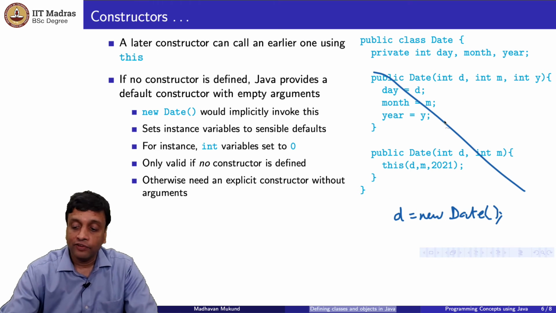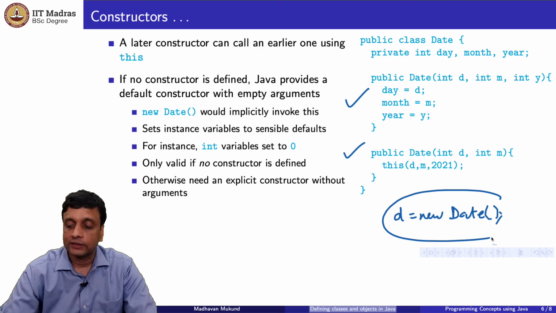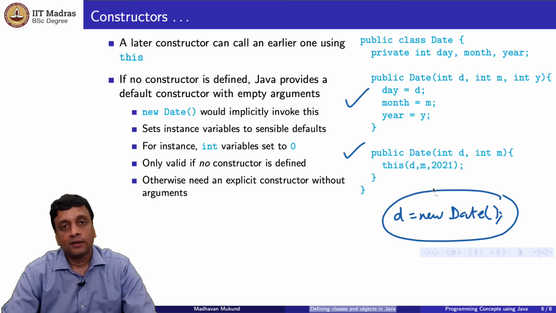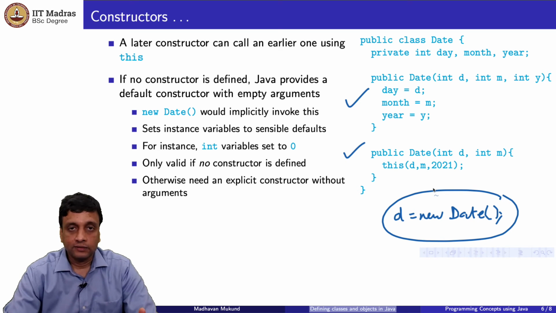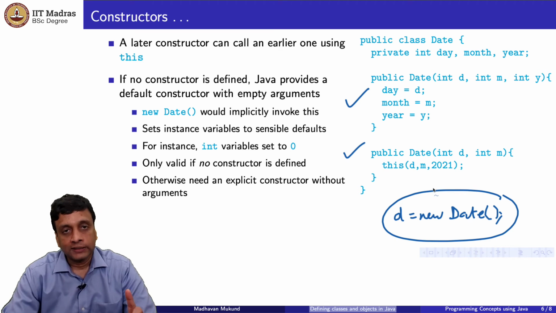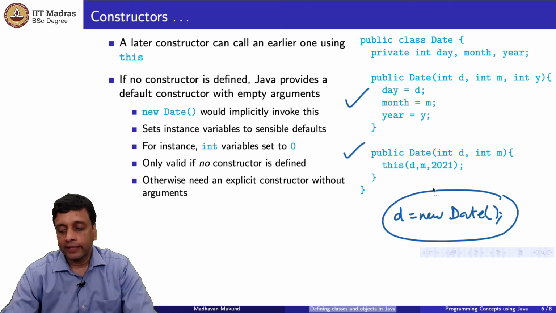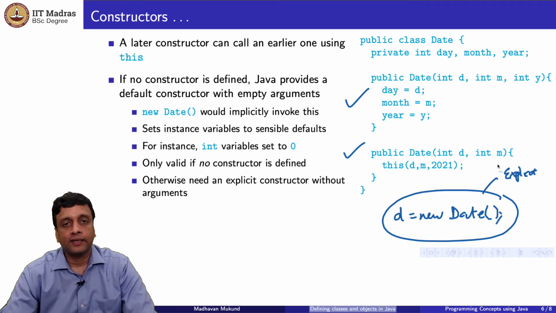But if you have defined these constructors, so supposing you have these constructors and now I do this, then what happens? Well, then Java will not forgive you because you have defined constructors. So the default constructor is not available to you. The default constructor is available to you only if you have defined no constructors at all. If you have defined even one constructor and then you call it like this, you must provide an explicit constructor with no arguments. Otherwise, it's an error.